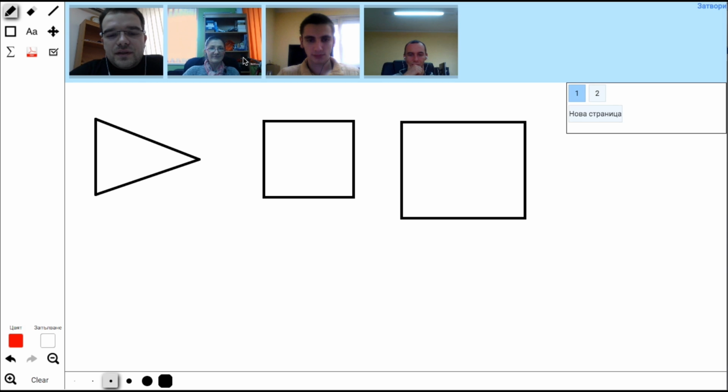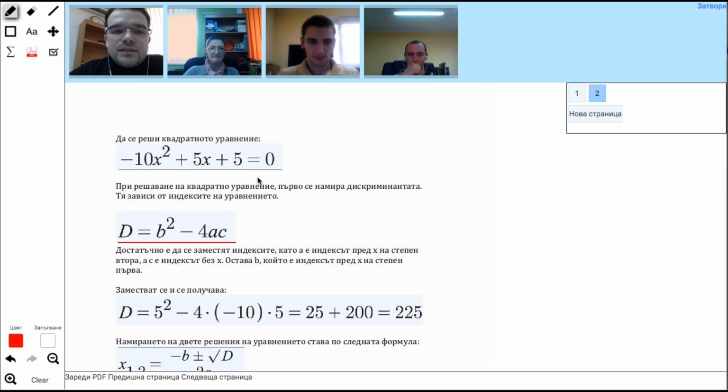Not only are the graphics visible in real time, Richard and his students can both hear and see each other. Since their task is to solve a quadratic equation, Richard has uploaded study material with the specifics of the task. In order to solve the quadratic equation, they'll use the instruments from the toolbar to underline critical elements for solving the task. For example, to find the discriminant, you first need the indexes.